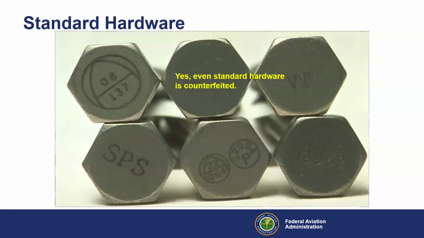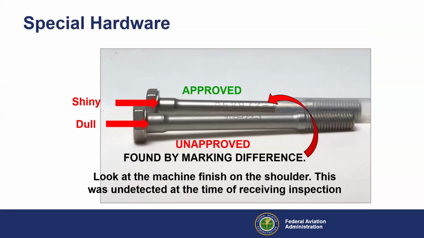Standard hardware can even be counterfeit. Special hardware. This was found by the difference in the marking of the part number. And look at the difference in the machine finish on the shoulder. This was not detected at the time of the receiving inspection. They actually went into service.